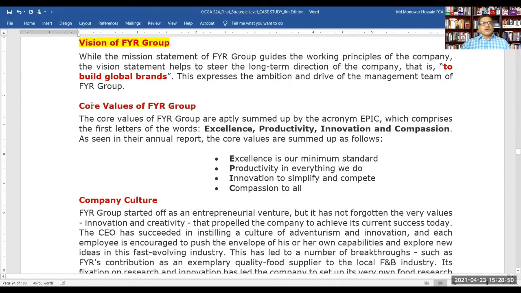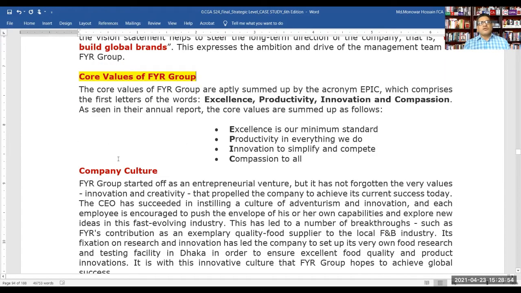This group's core values. The core values of the FI Group are summarized in the acronym EPIC, which means excellence, productivity, innovation, and competition. Excellence is our minimum standard, productivity in everything we do, innovation to simplify, and competition to all.